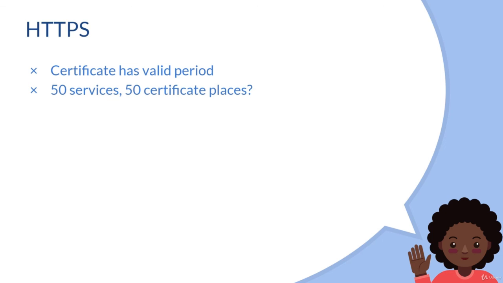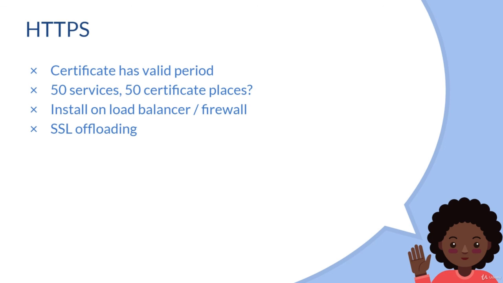Sometimes, the certificate is installed on the firewall or load balancer. So, the client accesses the endpoint from the load balancer or firewall through HTTPS, then the load balancer or firewall removes the encryption and forwards it to the respective service on HTTP. This technique is known as SSL offloading.